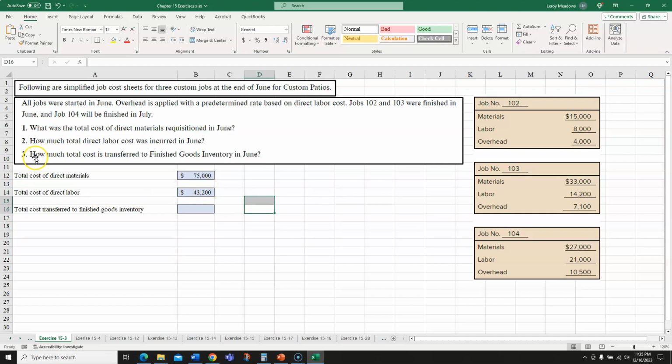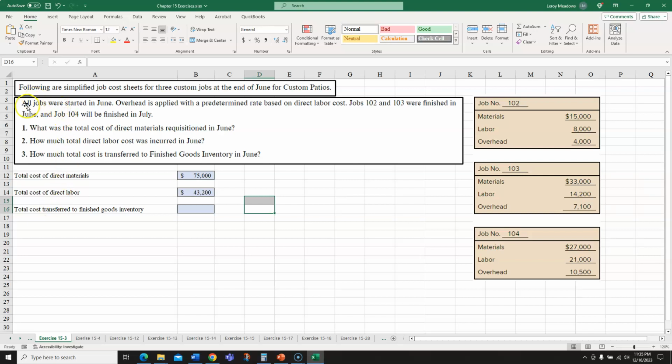The third question we're asked is how much total cost is transferred to finished goods inventory in June? We remember that the jobs transferred from work in process to finished goods inventory are what? Their cost of goods manufactured. So we just want to know what our cost of goods manufactured was for June. That's basically what the question is asking.